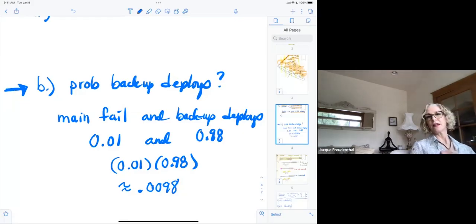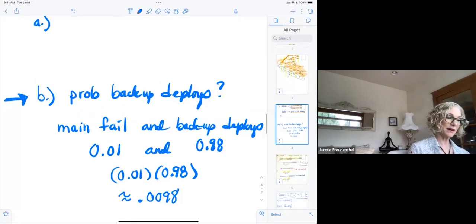Okay, so the main has to fail first, which is a very small probability that that's going to happen. Once that happens, then the backup deploys. So the probability that the backup deploys is going to be 0.0098. Let's go back up to part A.